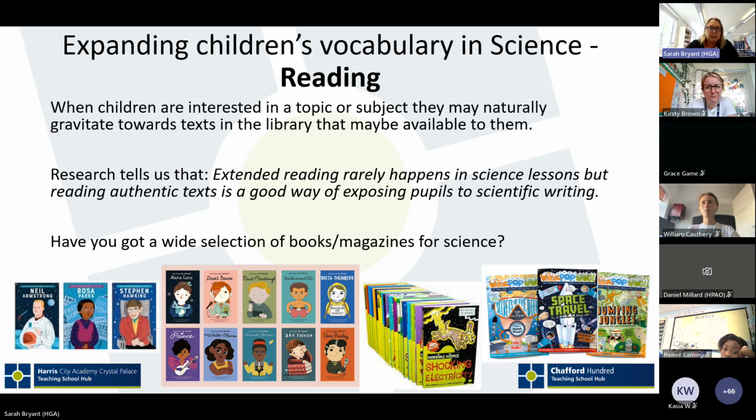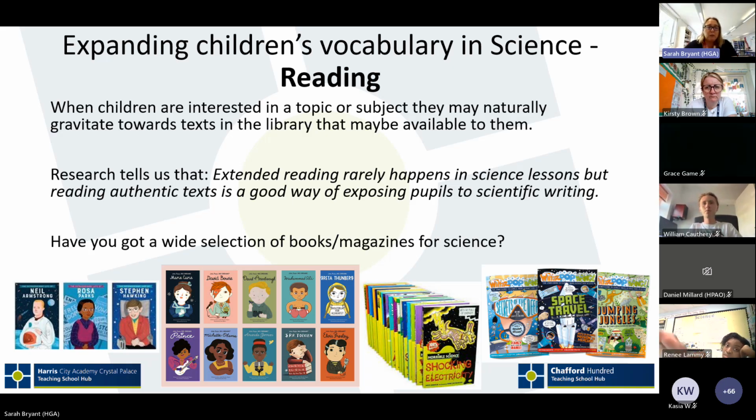Research tells us that extended reading rarely happens in science lessons, but reading authentic text is a good way of exposing pupils to scientific writing. Now, with that in mind, we don't often do reading in science other than maybe a text that you're giving them to then analyse.